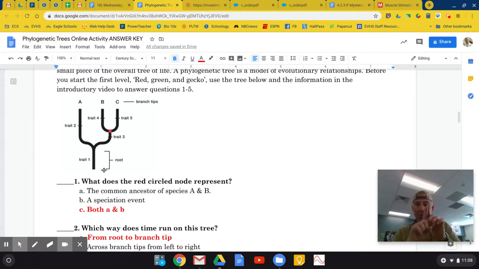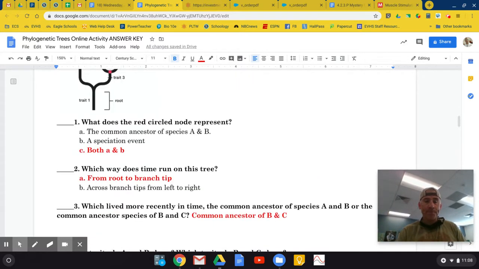When we see that branch happen, and we see that one line branch into species B and C, that's a speciation event, where we talked in chapter 24 about the different modes of speciation, whether it was allopatric or sympatric.